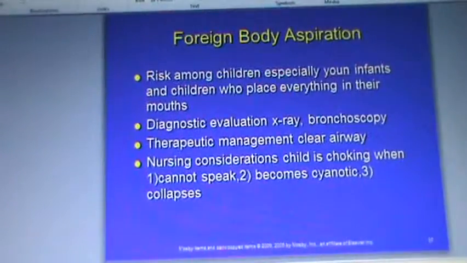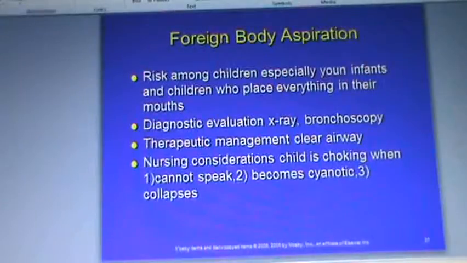Foreign body aspiration. Risk is greatest among young children, especially young infants and children who place everything in their mouths. Diagnostic evaluation is x-ray or a bronchoscopy. What's a bronchoscopy? It's where they send down a light into the bronchial tube, and they look around to see what you've aspirated. Nursing consideration: the child is choking when it cannot speak, becomes cyanotic, and collapses.